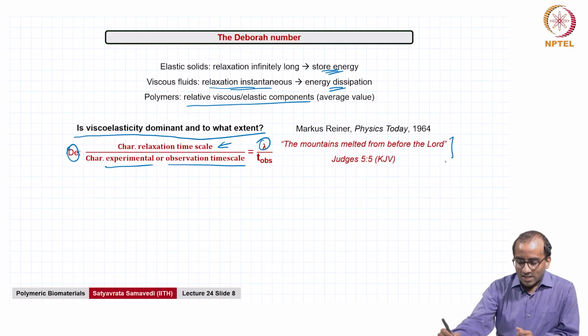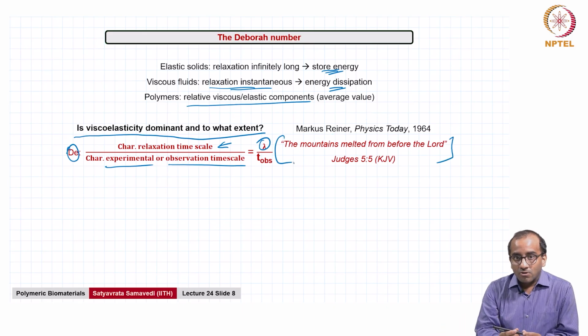So what we have here is a quotation from the Old Testament, the King James Version, where the prophetess Deborah is said to have remarked that the mountains melted from before the Lord. Now what that means has to be contextualized a bit for what we are looking at here. What does it mean when we say mountains melted?